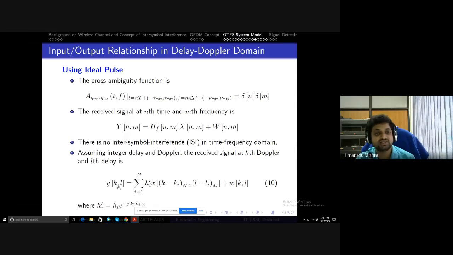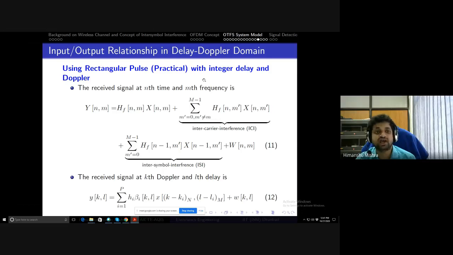Okay, so next is using the practical pulse. Previously I told you that I was using the ideal pulse.